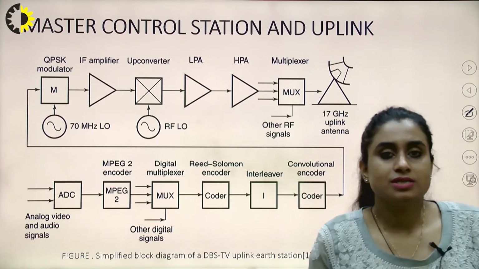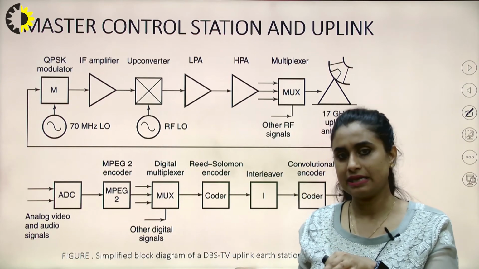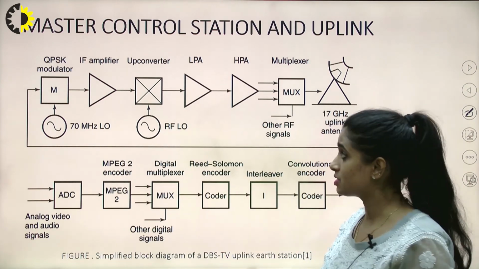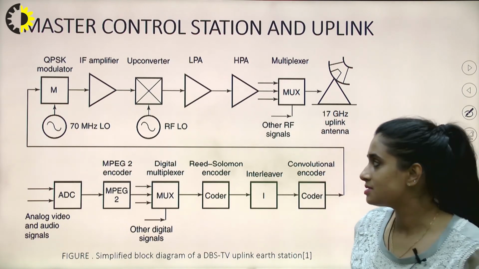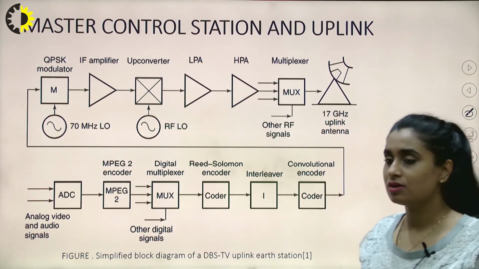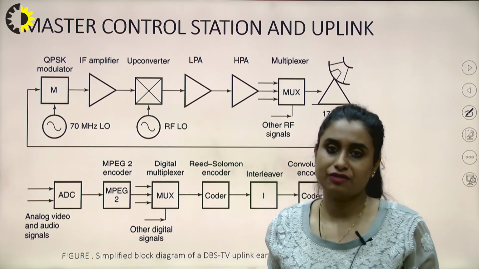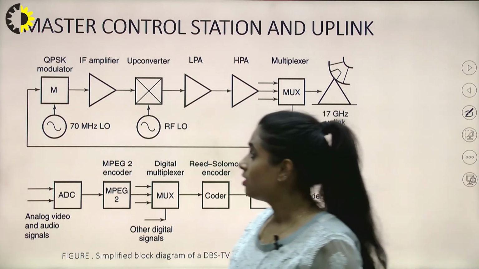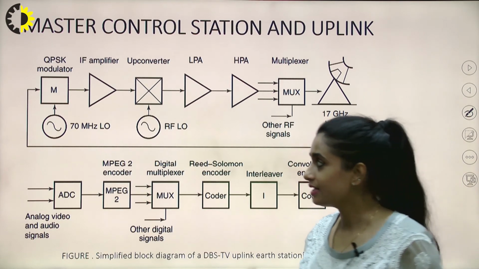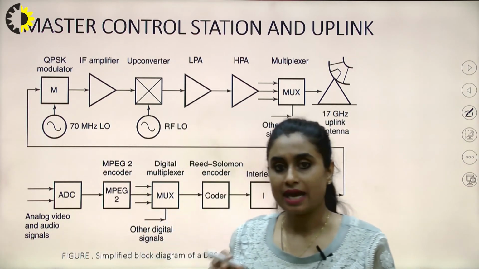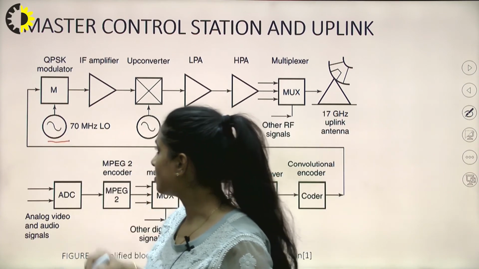Now, we have gone through the receiver of DBS-TV in detail. Now let's take a look at the transmitter as well. If we talk about the master control station and uplink, what happens here? Before transmitting the signal, what technology is used, and what modifications do we make to our signal? First, we are going to use a QPSK modulator. So first modulation occurs. For modulation, we need the actual message signal and the carrier. The carrier is generated here with the help of this oscillator.